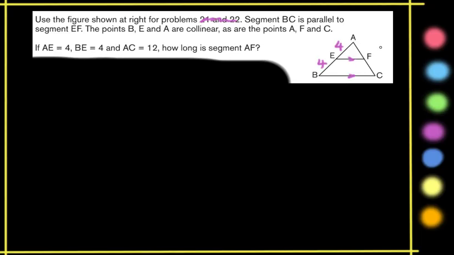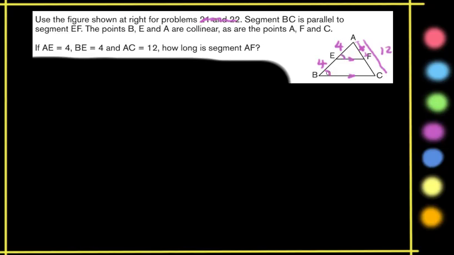Okay, so this is 12 all the way from here down to here. How long is segment AF? Okay, so let's put our x there because that's the one that we want to know. It's this distance from here down to here, x. Okay, so the nice thing is that because these 2 lines are parallel, we can know that these 2 angles are the same, okay? Because this is a straight line.